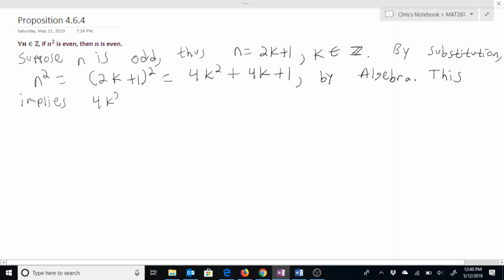that 4k squared plus 4k plus 1 could equal to, we could factor out a 2 from both of these first two terms. 2 times 2k squared plus 2k plus 1. Which would be by the distribution rule.